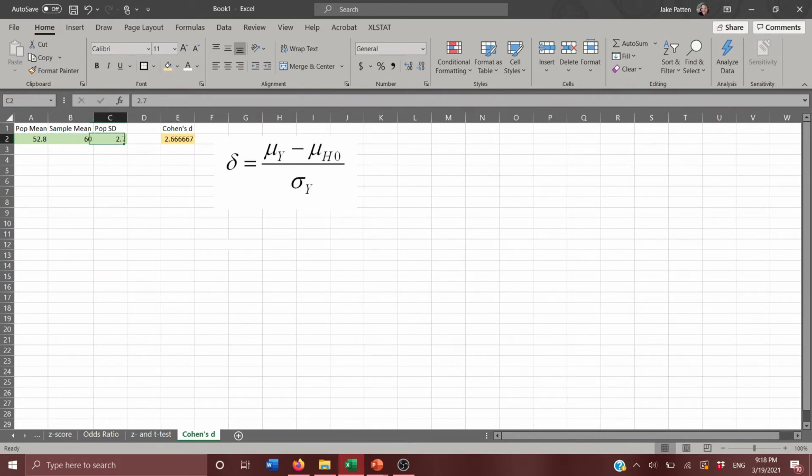And there's Cohen's D. Do you want to get crazier with Cohen's D? Let's talk about Cohen's D for a second. There are benchmarks along with Cohen's D.